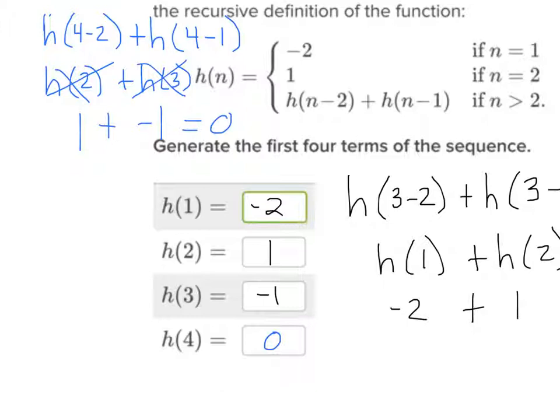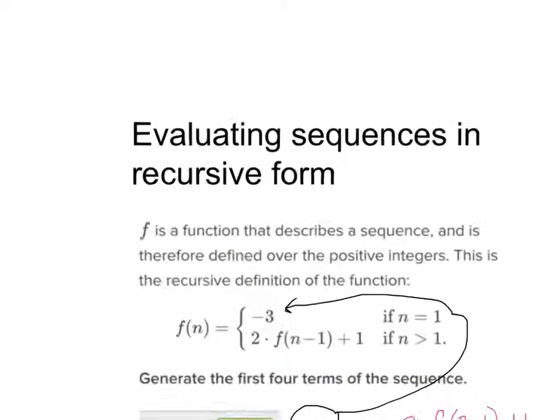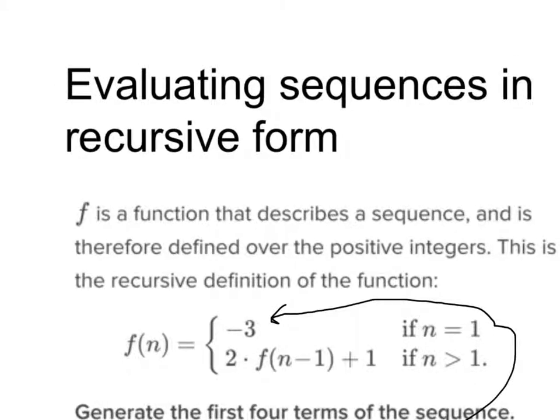Okay, so now what I want you to do for homework is go on Khan Academy and get 5 in a row on evaluating sequences in recursive form.